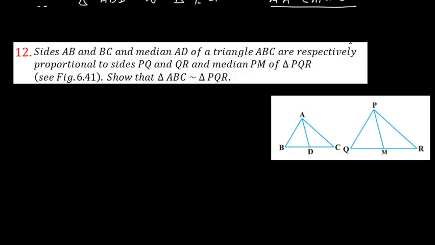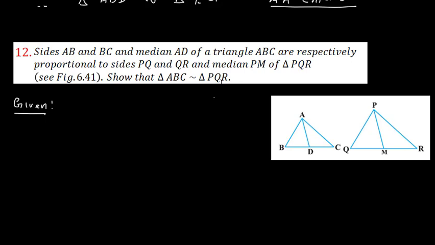Okay, so here now we have 12th question. Side AB and BC and the median AD of the triangle ABC are respectively proportional to side PQ and QR and the median PM of triangle PQR. We have to show that triangle ABC is similar to triangle PQR. So let us first write what is given. So given, you need not write as it is given in the problem. You can understand from the problem and write in your own mathematical way.